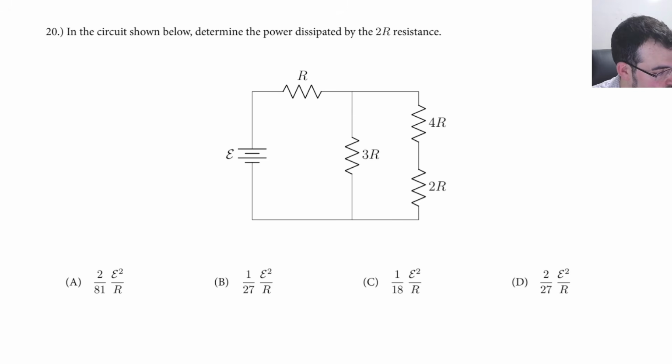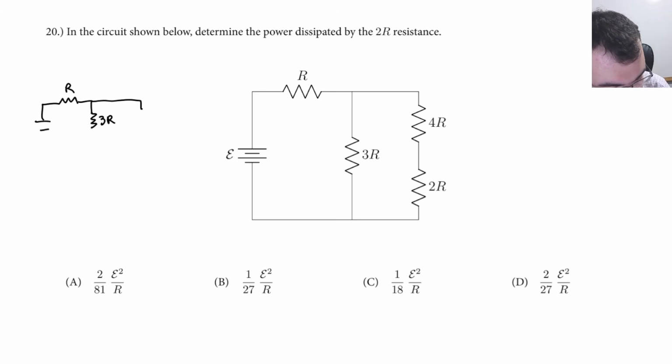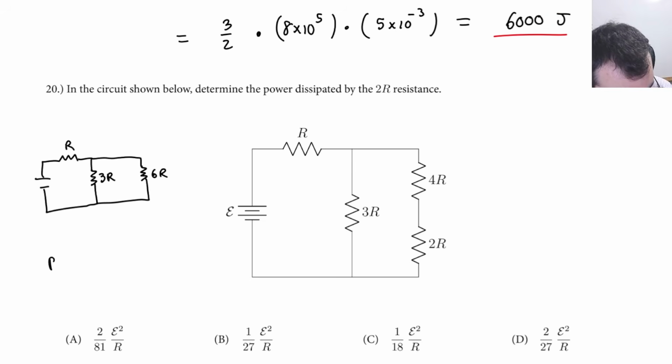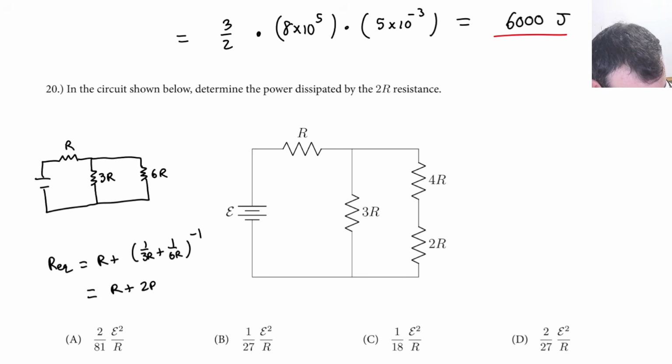So first what we can do is we know that 4 and 2 in series makes 6. So maybe I'll just do a quick redraw up here. And then REQ for this would just be R plus 3 and 6 in parallel. And 3 and 6, at this point, we've seen enough to know that that's going to be 2. 6 plus 3 is 2 in parallel, so we get 3R.